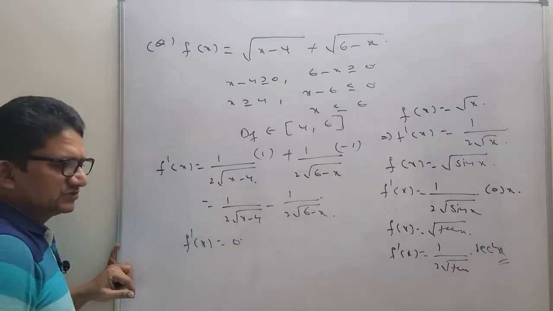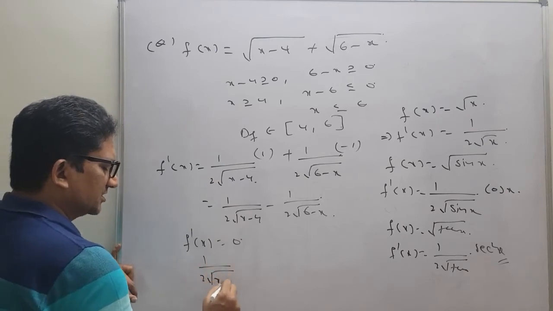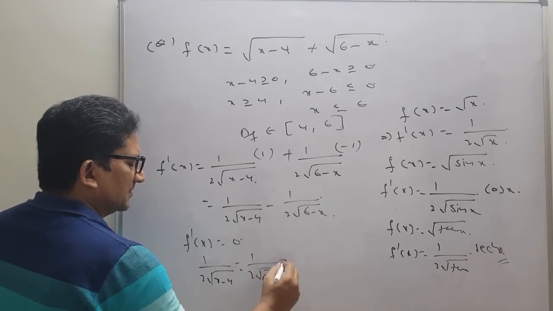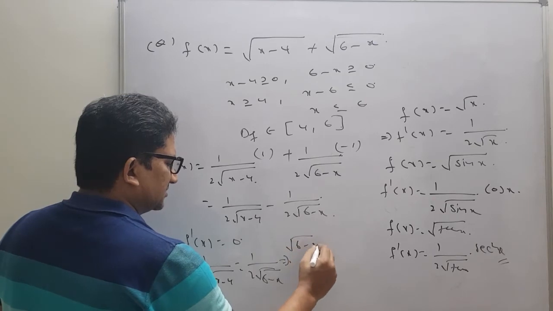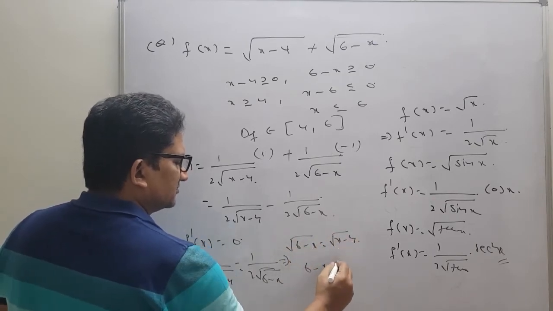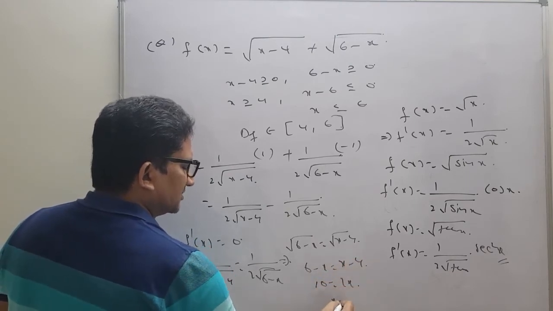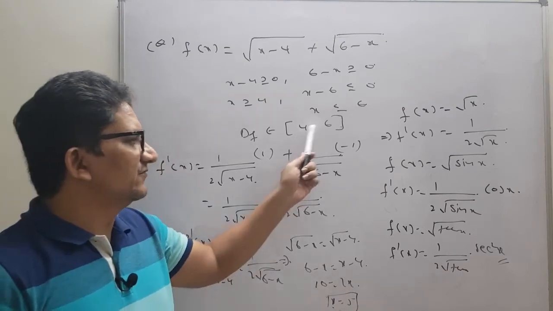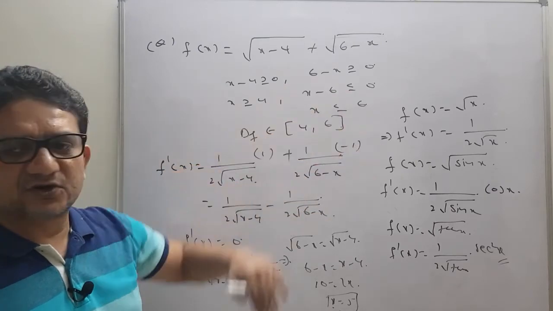f dash x equals 0 means 1 by 2 root x minus 4 equals 1 by 2 root 6 minus x. Simplify it and check what we get. Root of 6 minus x equals root of x minus 4. So 6 minus x equals x minus 4, that is 10 equals 2x, x equals 5. That means there exists a turning point in between 4 and 6 where it is neither increasing nor decreasing. It may go like this.